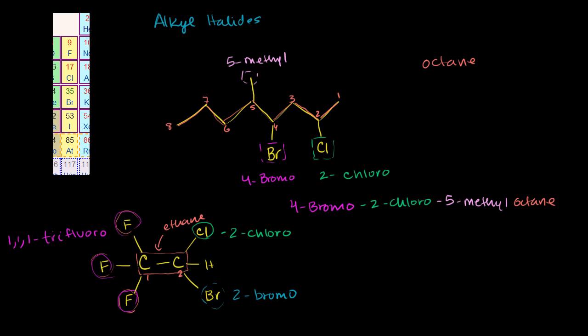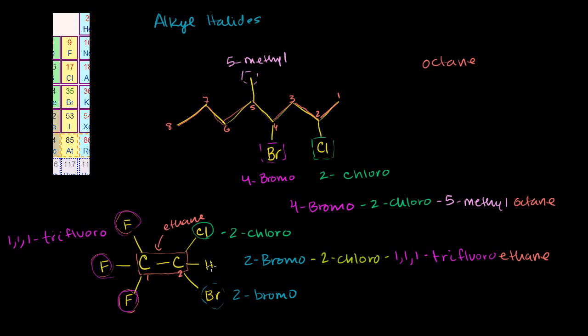So this is going to be 2-bromo, 2-chloro, and then we have 1,1,1-trifluoroethane. Now, I want to make one thing clear when you do this.